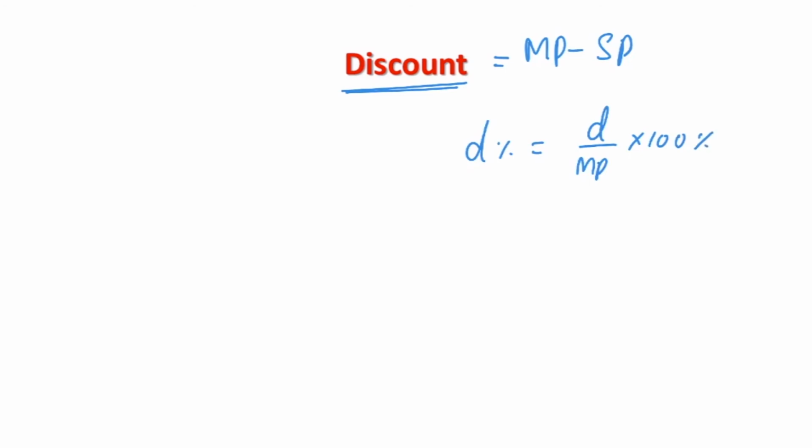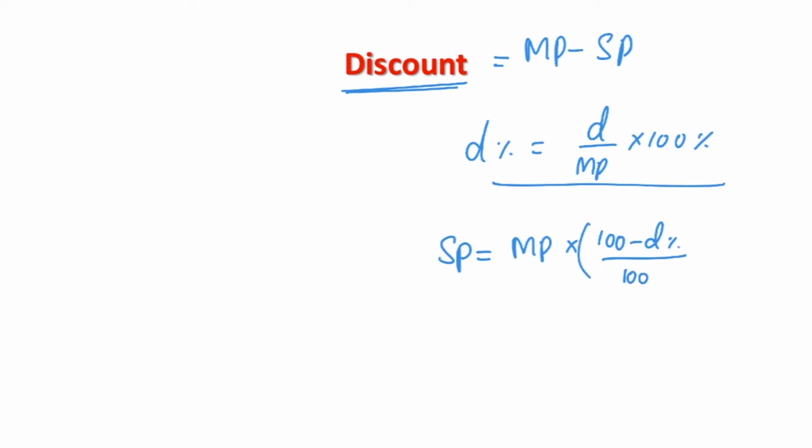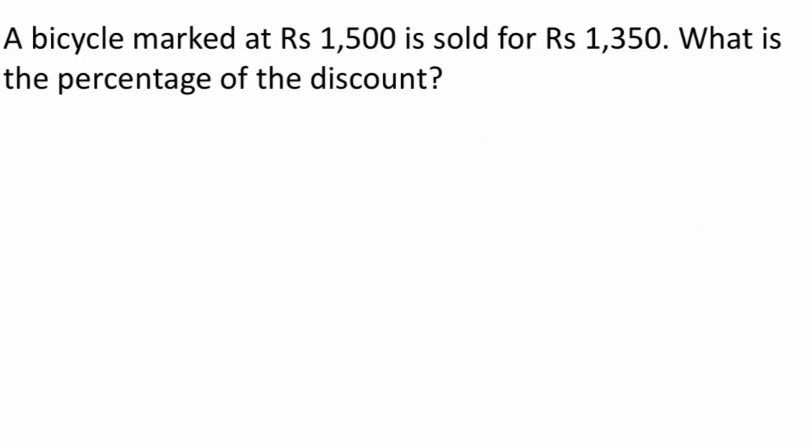Discount. I already told you about discount. Discount is market price minus selling price. Discount percent is discount by market price multiplied by 100%. And if selling price is required, selling price is market price into 100 minus discount percent, divided by 100. These are the formulas we are going to use. You can solve without using formulas also. I will explain the methods.